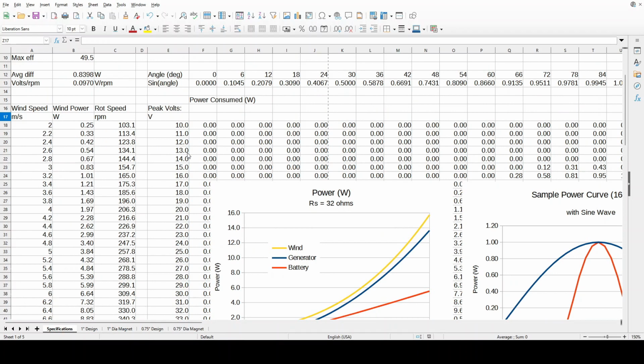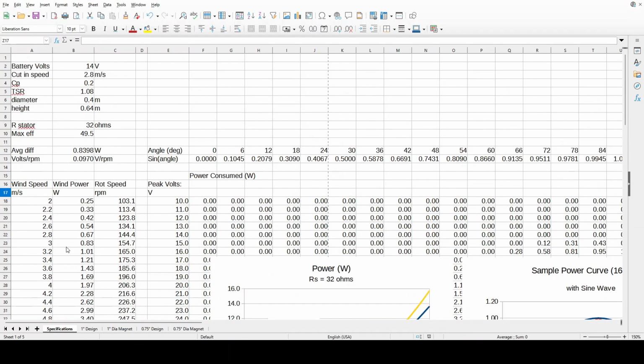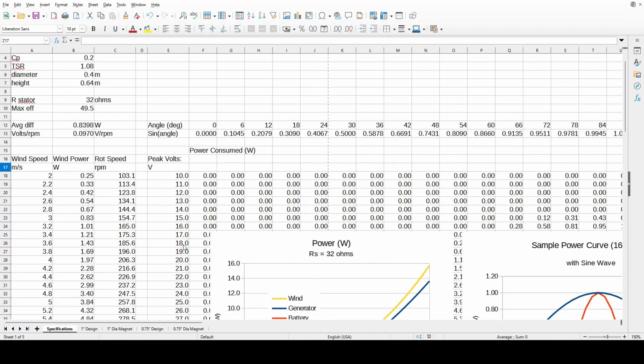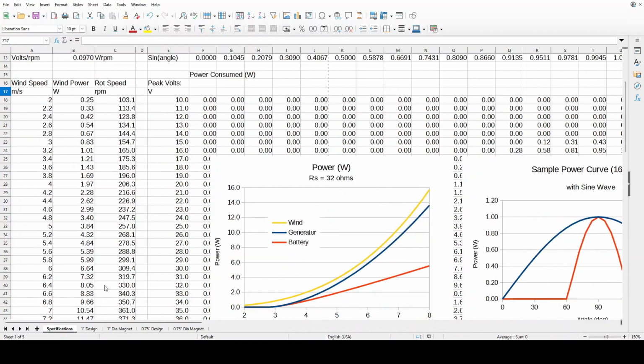Then we can look at the generator itself. I have a cut-in speed of 2.8 meters per second and a battery voltage of 14, so that's my anchor right there, and the voltage will vary linearly with the different speeds. So you can estimate what peak voltage you should see at different wind speeds.